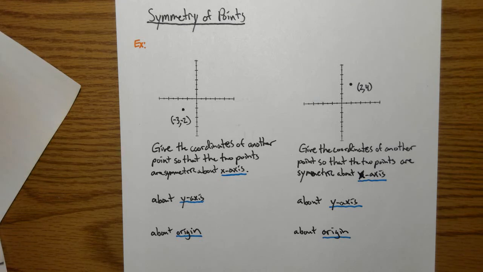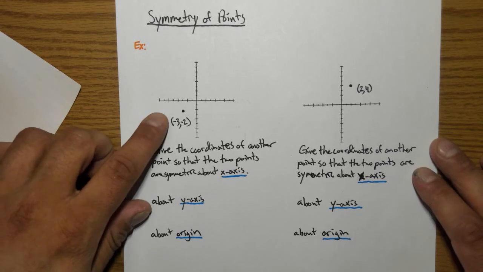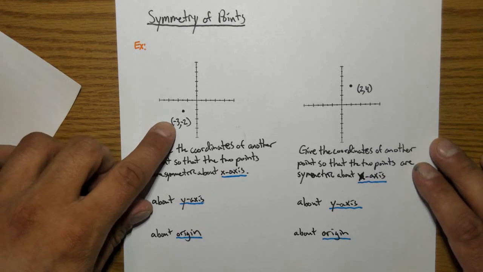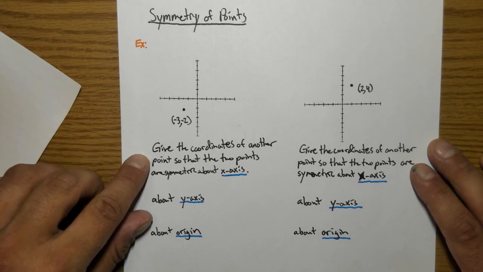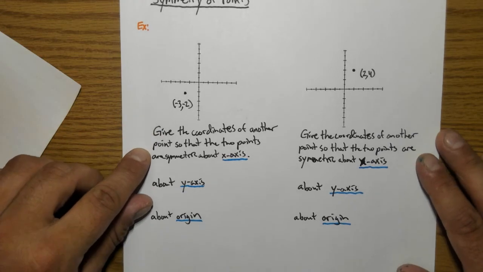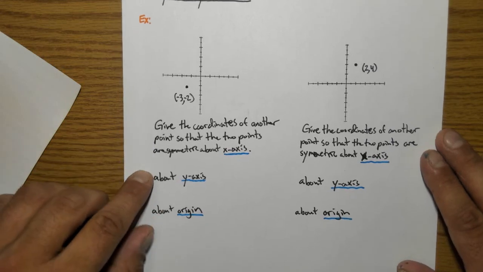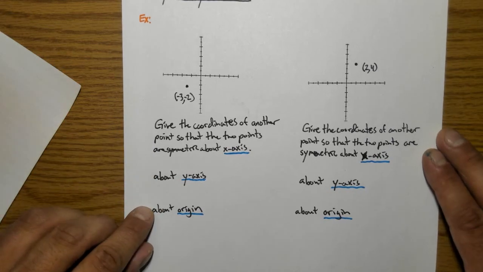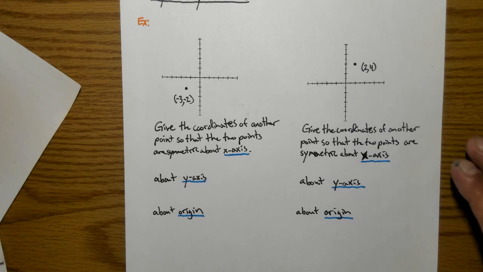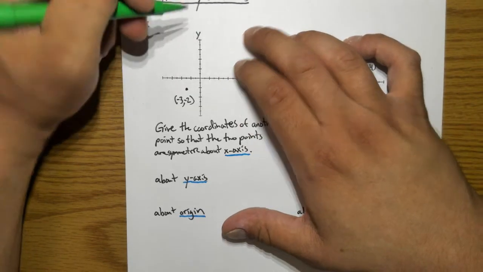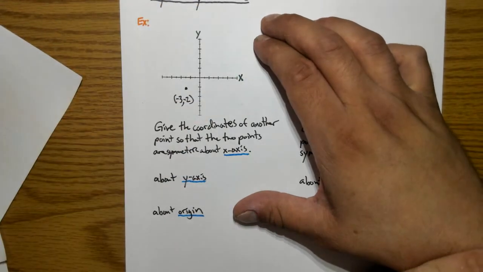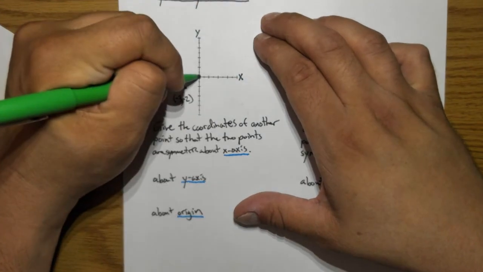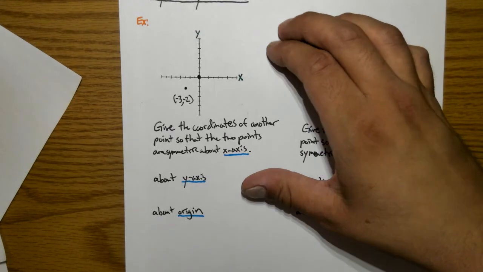So on the worksheet and on the test, you'll be given something like this. You'll be given a graph, and you'll be given a point. And you'll be asked to give the coordinates of another point so that the 2 points are symmetric about the x-axis, and about the y-axis, and about the origin. So let's just recall this vertical one is our y-axis, the horizontal is our x-axis, and the origin is right in the center here.